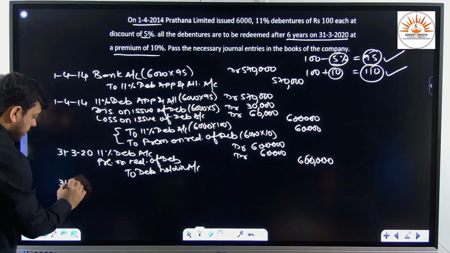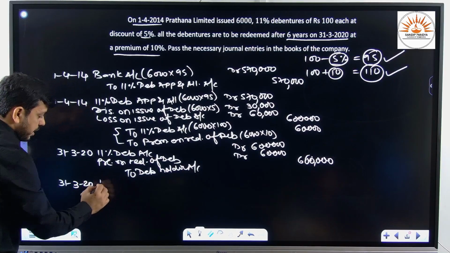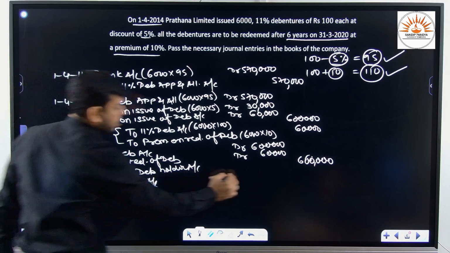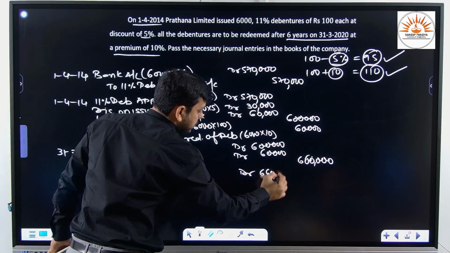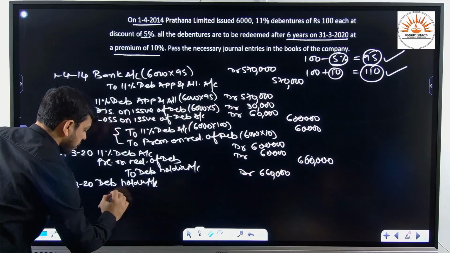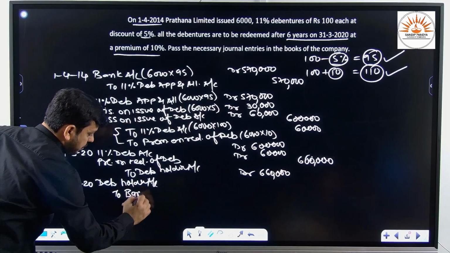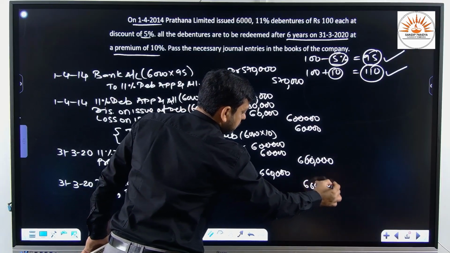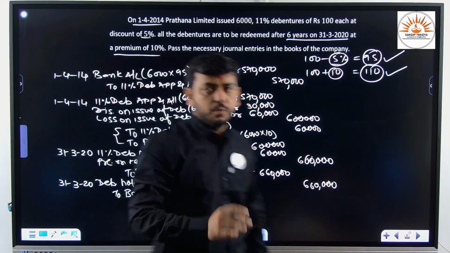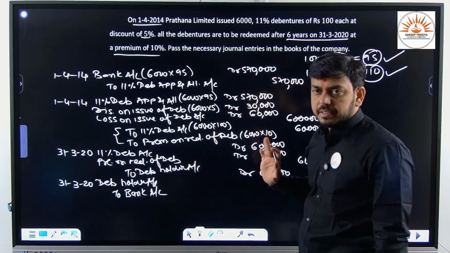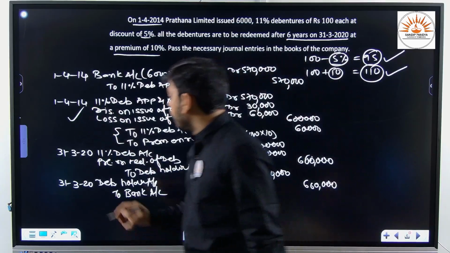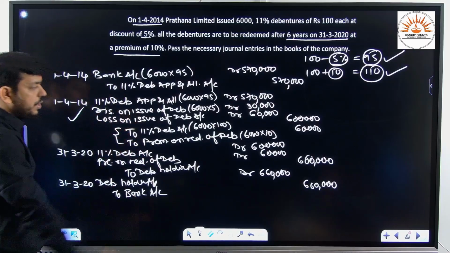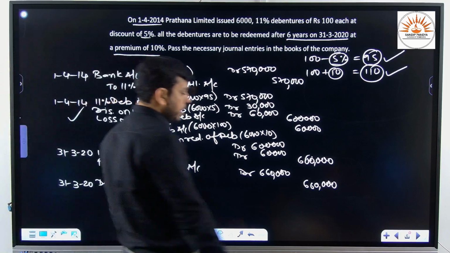So on 31st March 2020 we shall debit debenture holder account by 6,60,000 to bank account. Is it clear? So once again, what we should remember, all journal entries are as before, except the second one, where we should debit one additional account compared to the earlier, that is discount on issue of debenture. Fine. So let's move to the next one.